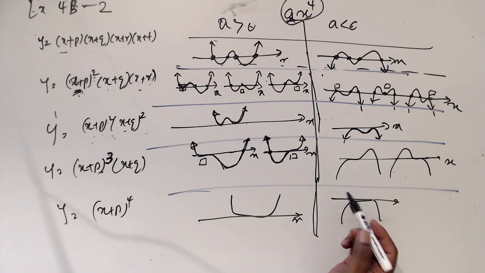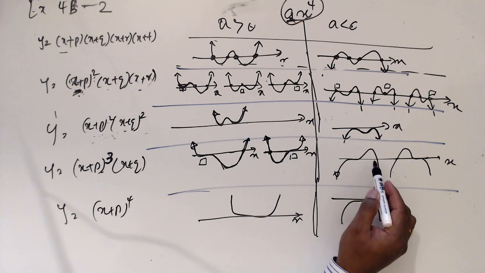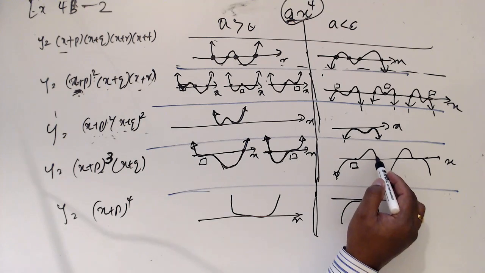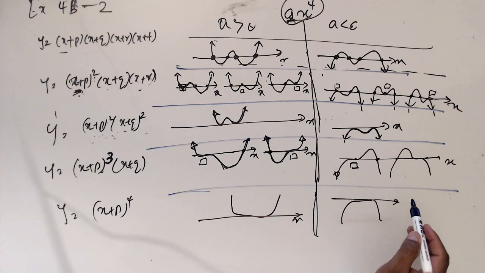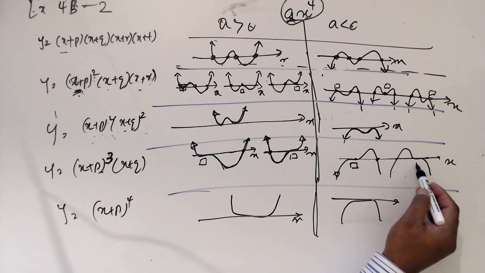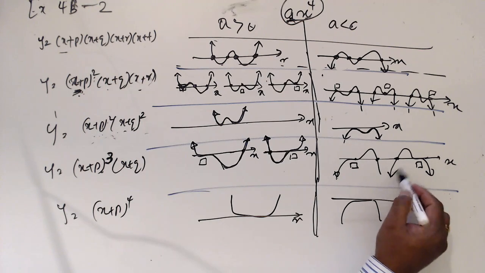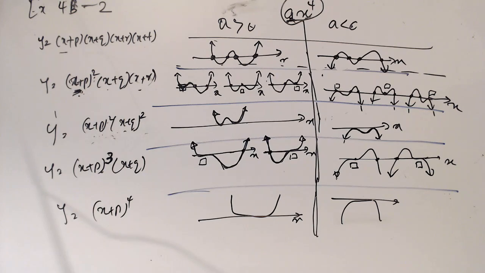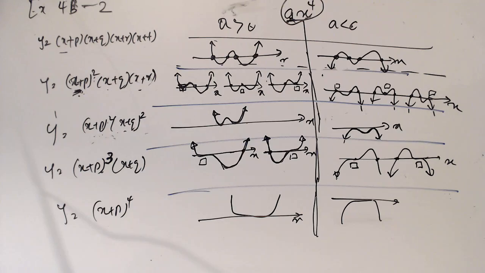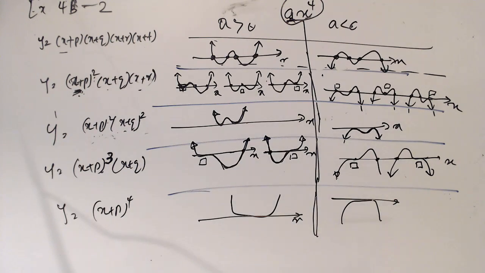The same way opposite, when a is less than 0, this is the root repeated three times, and this is the other root. And if the repeated root is on the right, it is from this point. So this is a point of inflection. Here the curve touches the x-axis.